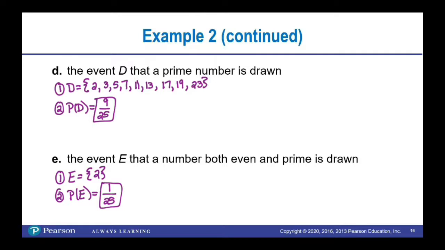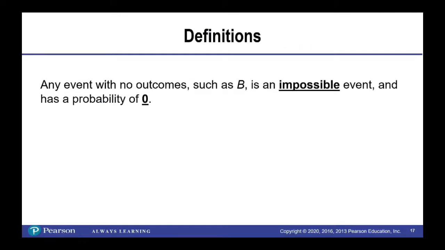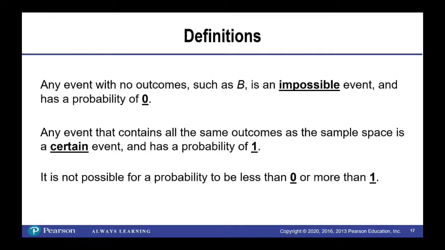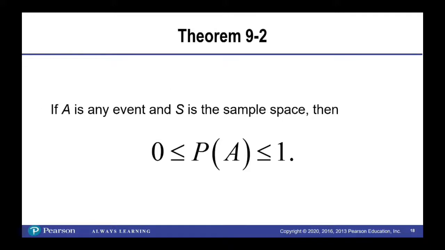In part B, we talked about an impossible event having a probability of 0, and in part C, we had a certain event, which has a probability of 1. Our probability will always be between 0 and 1, and that's what Theorem 9.2 says.